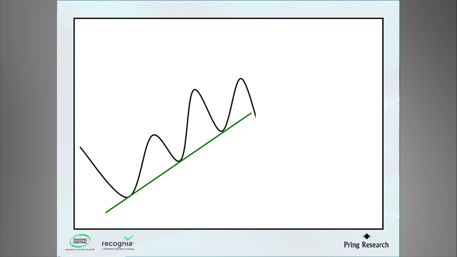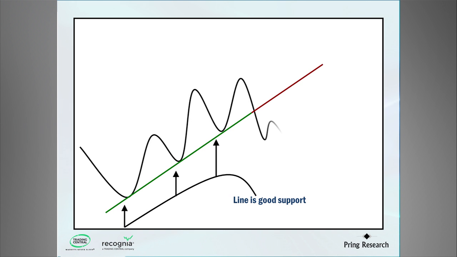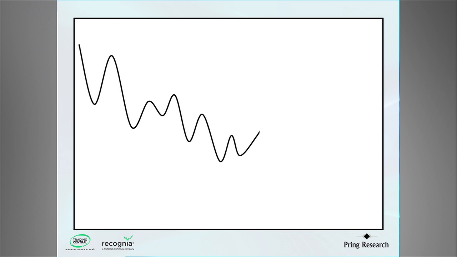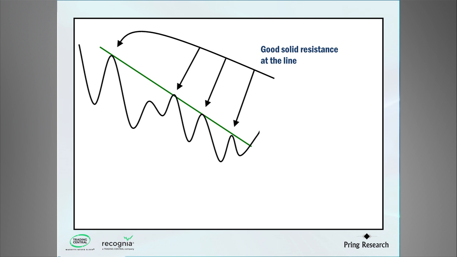Here we see a trend line reversing its previous role as support, while the throwback move turns it into an area of resistance. Here's the reverse set of circumstances in a declining market, where a downtrend line is violated and its extended part reverses its resistance role to one of support.